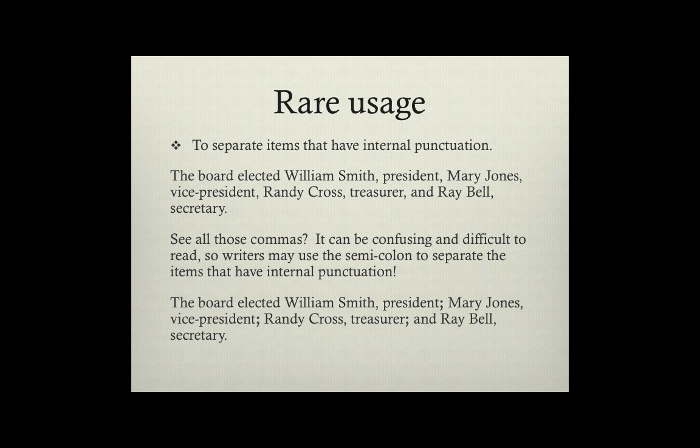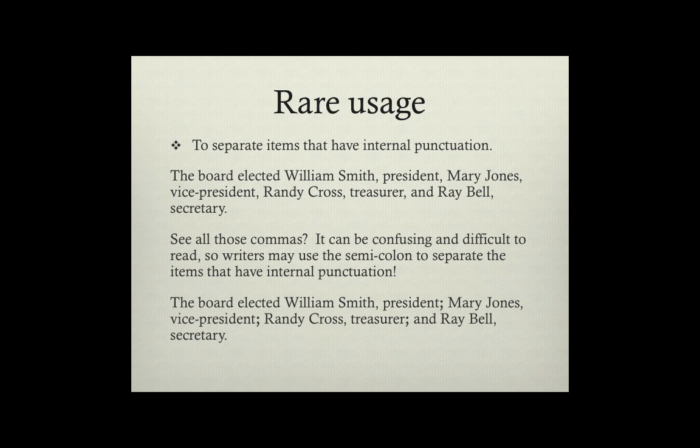Okay? So this second use of a semicolon is sort of related to that principle, that idea. Sometimes, and again, this is a very rare use of semicolons, and I'll show you why here in a second, simply because we don't often find ourselves in writing situations like this. But we can use a semicolon to separate items that are listed in a series when the items that we're listing out themselves have internal punctuation.